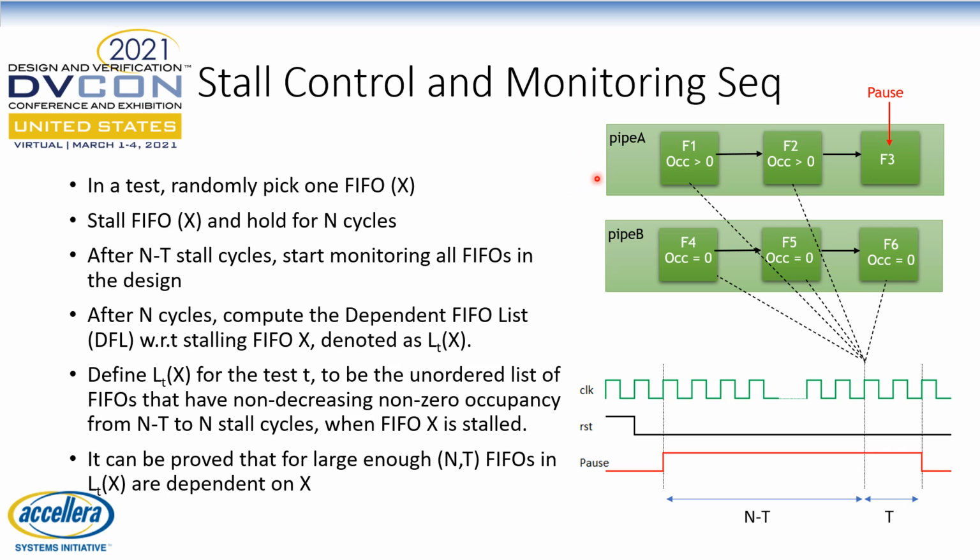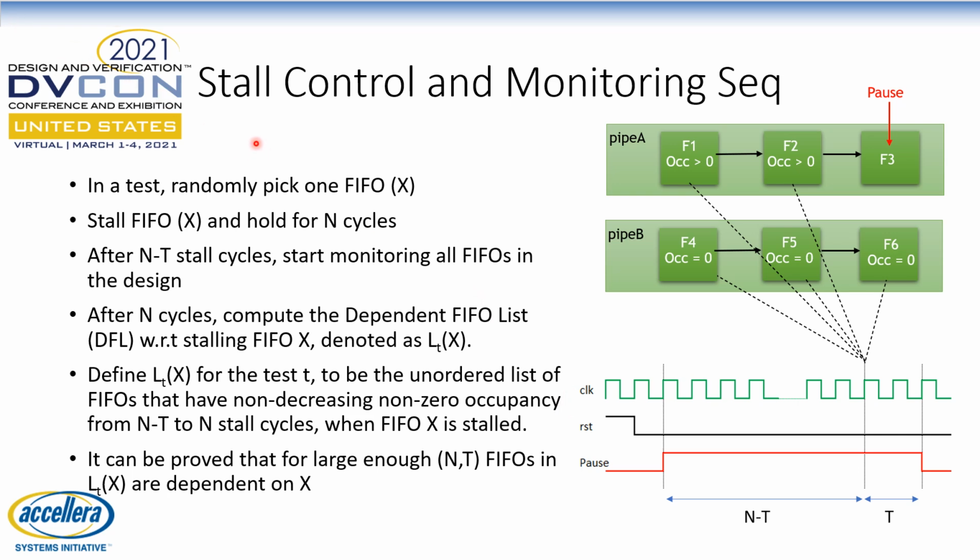It's worth noting here that it's possible in some tests there might not be any traffic through pipe B after pause assertion, and in that case the dependency list of F3 will be a null set. But if we run a large number of tests, we will eventually find these dependencies and capture them in the dependency list.